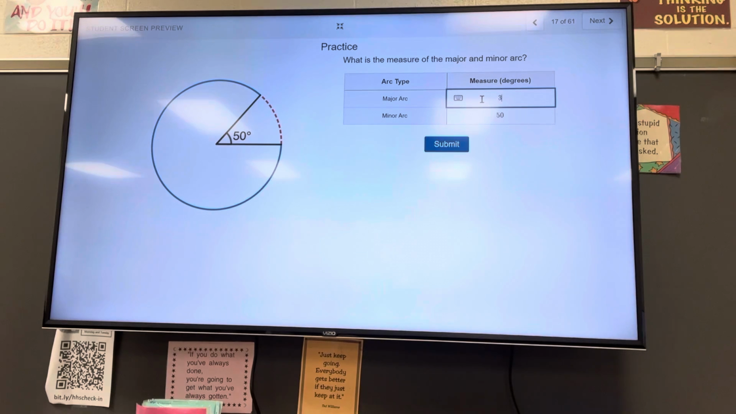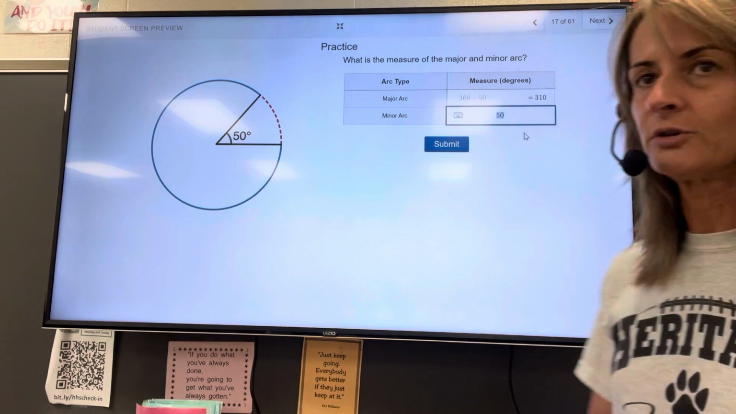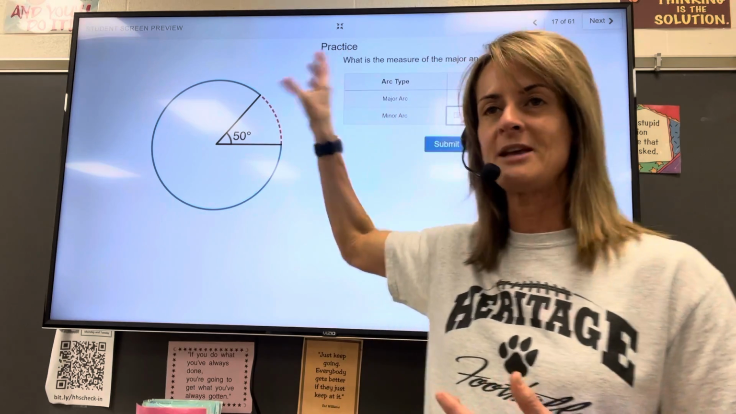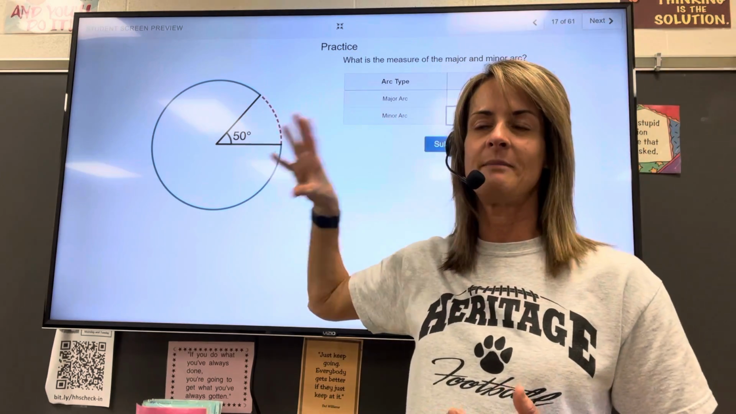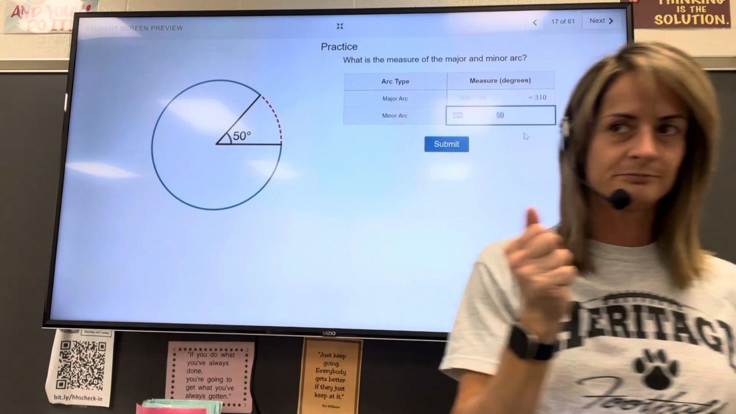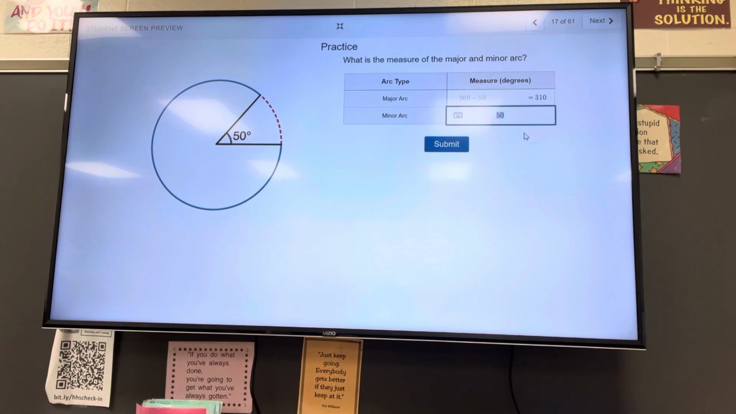And I'm pretty sure the calculator will just do this for you. Yeah, here we go. Done, 310. Everybody good with that? The major arc, the blue arc, is 310 degrees. The minor arc is 50. How are we doing? It's just vocab. It's new though, totally new vocabulary.